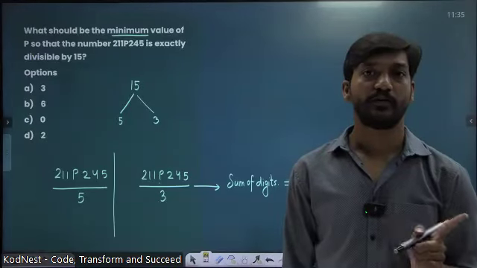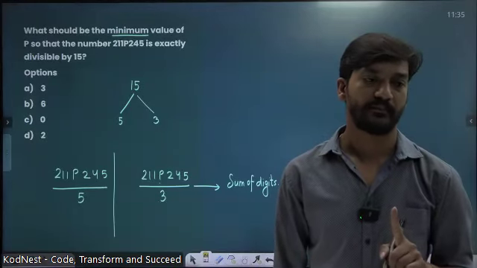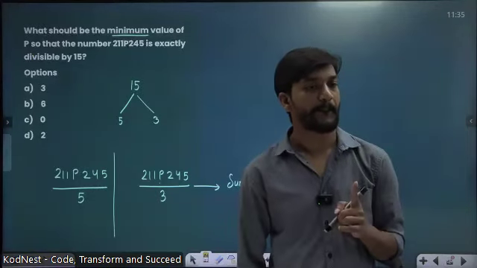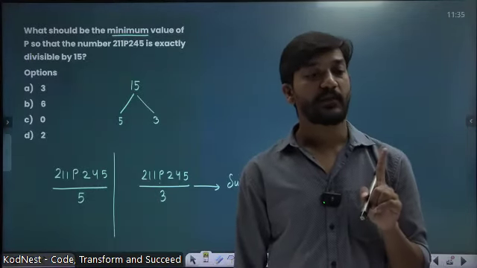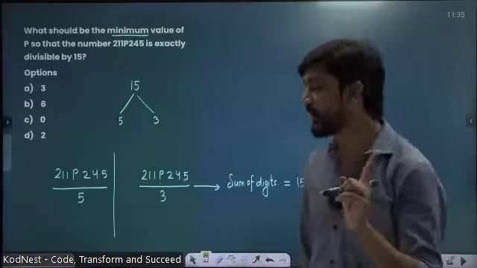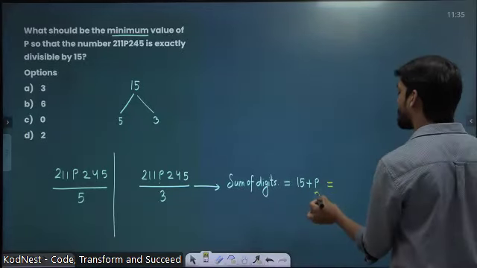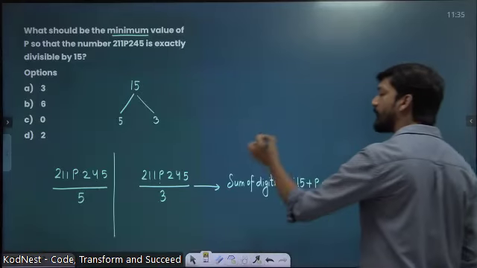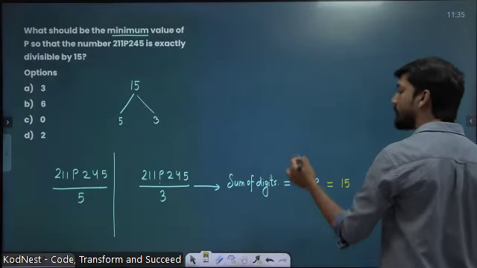Will you say 0 or will you say 3? Can I take 3 as minimum? No. 0 to 9 is the range. Minimum is 0. So 15 plus 0 will give you 15, and 15 is divisible by 3. So 0 is correct.